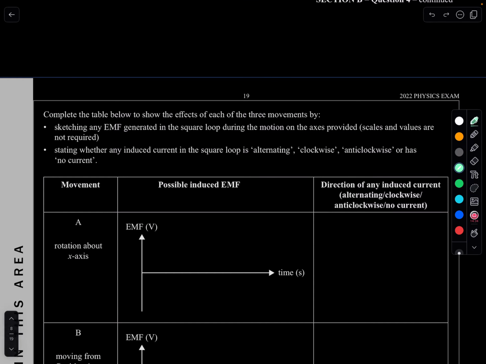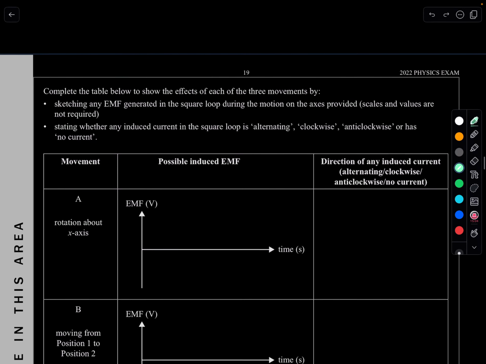Complete the table below to show the effects of each of the 3 movements by sketching the EMF generated in the square loop during the motion on the axis provided. Scales and values are not required. Stating whether any induced current in the square loop is alternating, clockwise, anti-clockwise, or has no current. The way you determine the induced current is by using Lenz's law. We know that. And so for one, sketch an EMF generated in the loop during the motion.